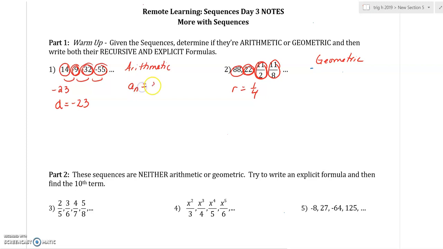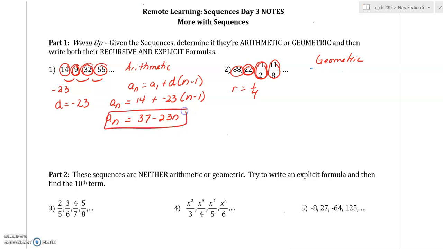Okay, so now let's think about the formulas that we learned in the last unit. For arithmetic, the explicit formula is a sub n equals a sub 1 plus d times n minus 1. So we know that an explicit formula, you could use the first term plus the common difference times n minus 1, and you end up with 37 minus 23n.